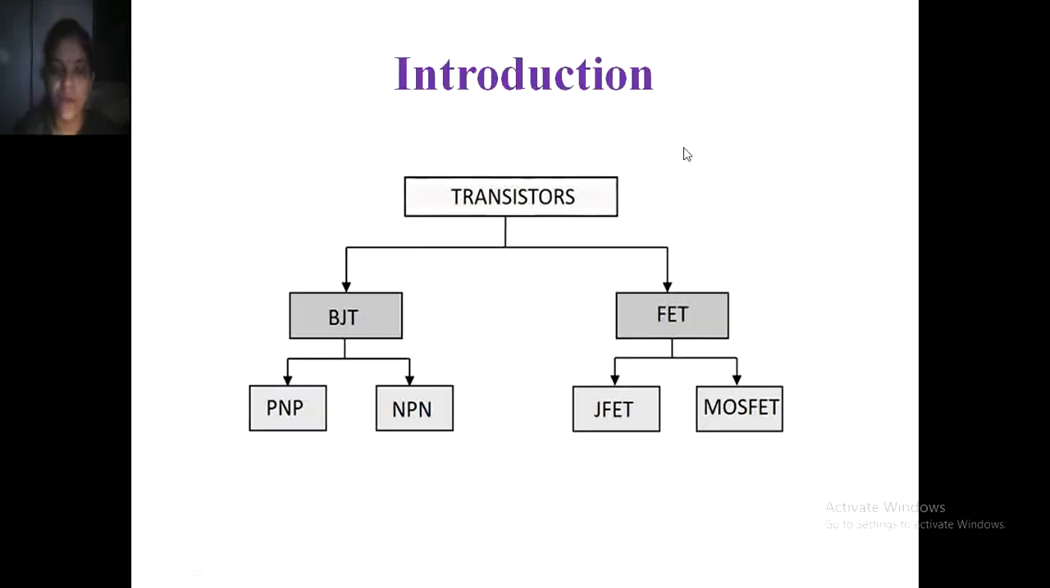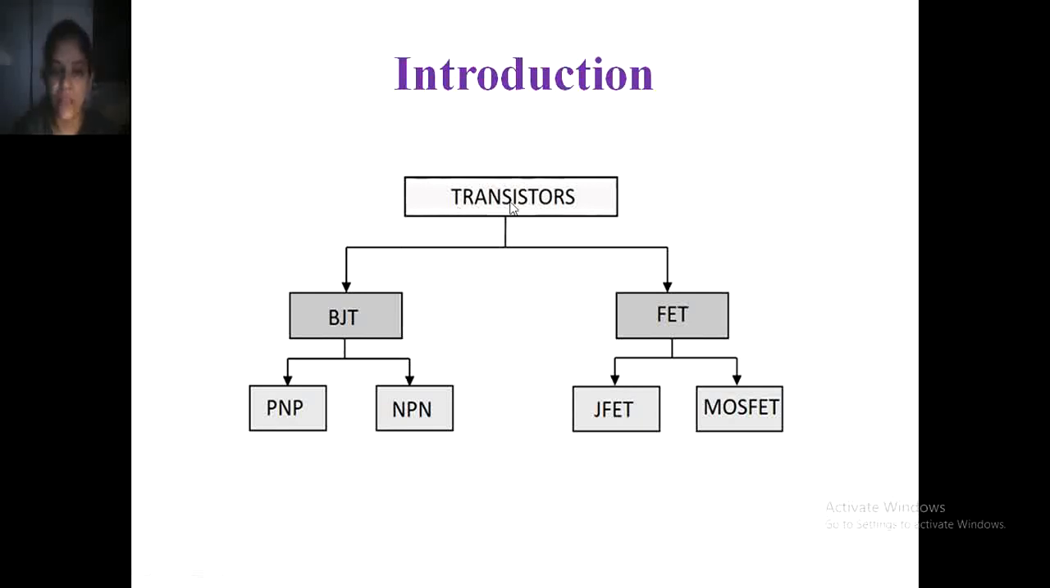Very first, we have seen that the transistor is a semiconductor device. A transistor is nothing but a transfer resistor. The transistor is mainly categorized as bipolar junction transistor and field effect transistor. The BJT is again classified, according to its construction or structure, as PNP and NPN. Then the field effect transistor is categorized as JFET and MOSFET.